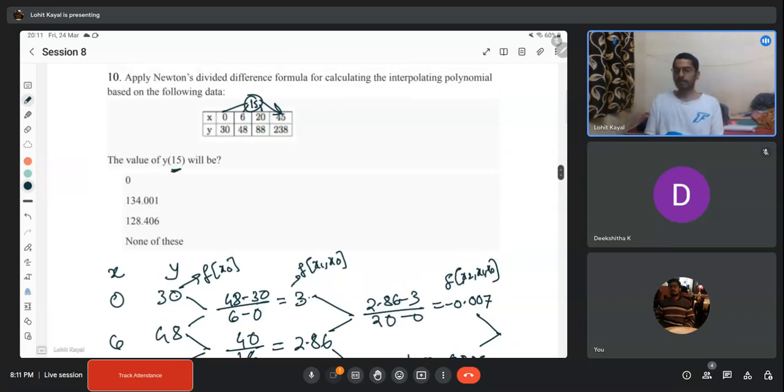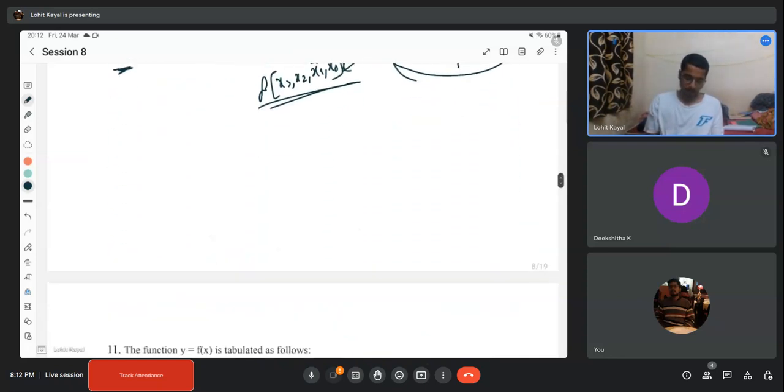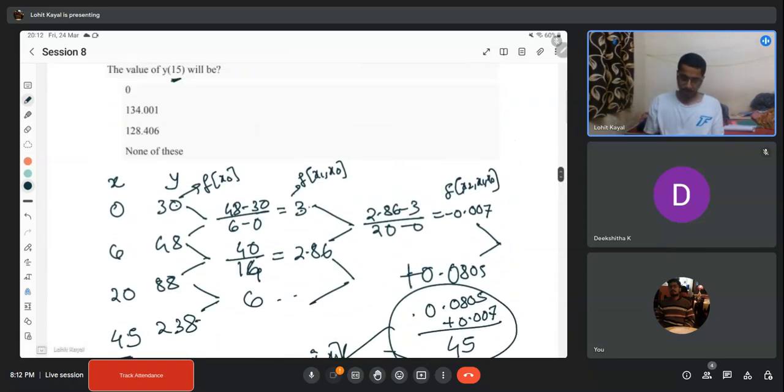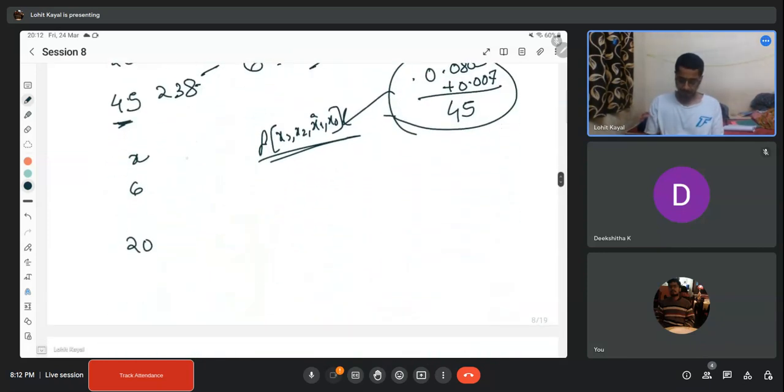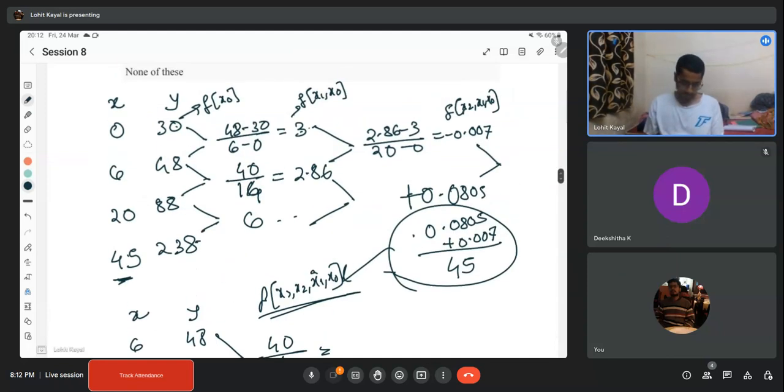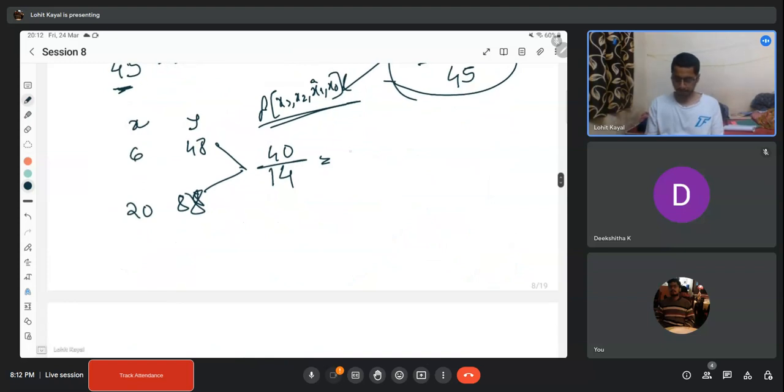Now my target is to construct a linear divided difference interpolation. So here I have just two data points, 6 and 20, and the values are 48 and 88. Sorry, 48, 88. So what will be the case? 40 by 14 is equal to what? I have probably done this value. Yes, 2.86.